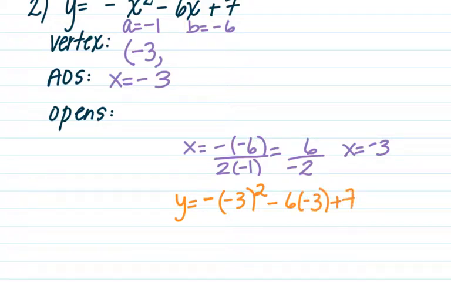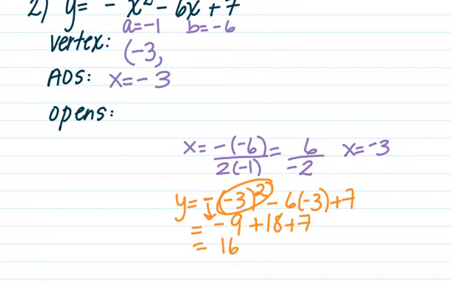So we've got a lot of negatives going on in this equation, so you have to be very careful. Order of operations says square that number first. So a negative 3 times itself is a positive 9. But I have to bring down that negative that's in front. So I end up with a negative 9. Negative 6 times negative 3 is a positive 18 plus 7. So negative 9 plus 18 is 9, plus 7 is 16. So our y value is 16.